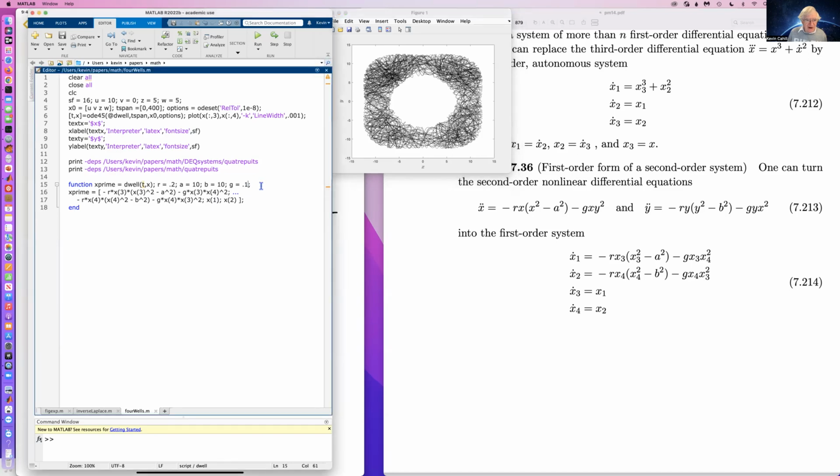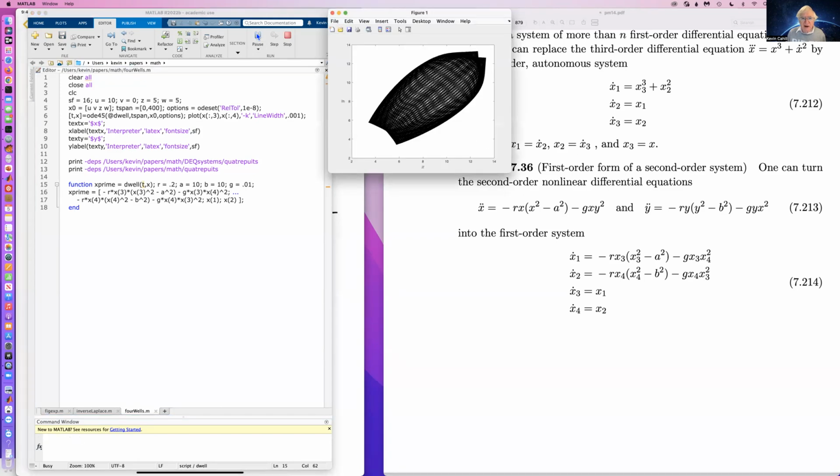And I'd recommend that you take this code and play with it. You can download it from GitHub. You go to my GitHub and you can find it there. Let's run it for even less nonlinearity. Good God. Boy, I did not expect that at all.